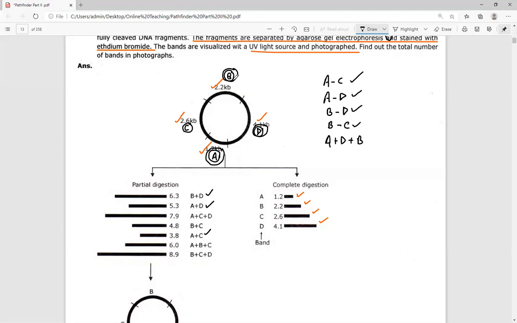Or it could be B, C, A. That means A, B, C combining together. Or it could be C, B, D combining together. C plus B plus D could combine together.